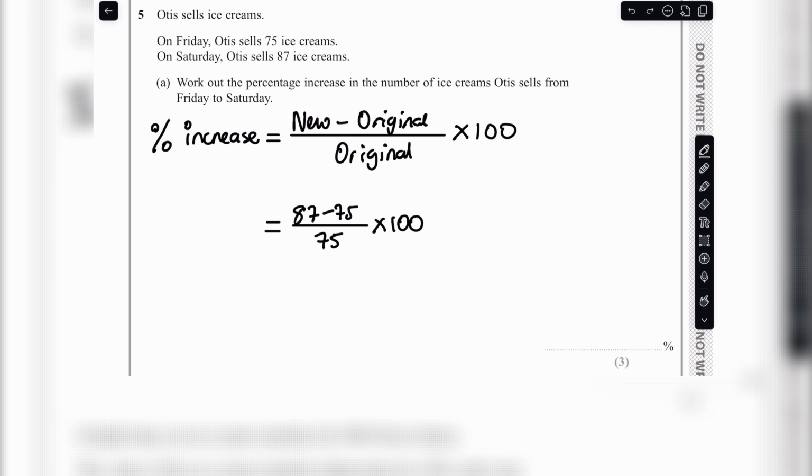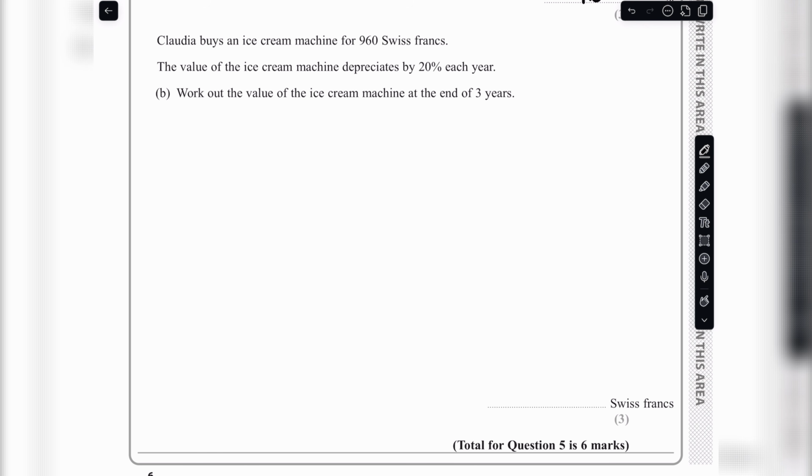And when you put that into your calculator, you get a value of 16%. In the second part of this question, we are told that Claudia buys an ice cream machine for 960 Swiss francs. The value of the ice cream machine depreciates by 20% each year. Work out the value of the ice cream machine at the end of 3 years.